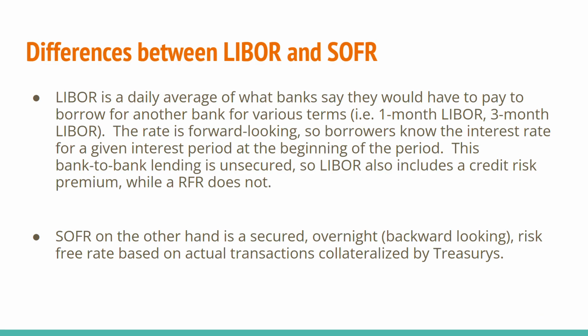Again, to add some of the differences between LIBOR and SOFR: LIBOR is a daily average of what banks say they would have to pay to borrow from another bank for various terms, 1 month, 3 months, etc. The rate is forward looking. Why? This is one of the major differences between LIBOR and SOFR. LIBOR is forward looking because, say you and I enter into a transaction, right? And I want to borrow now for 3 months. What rate should I pay you for this 3 month transaction, right? So this is what the interest rate will be for the 3 months in the future, right?